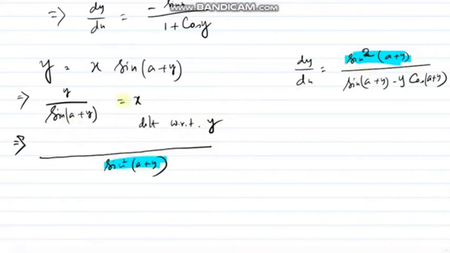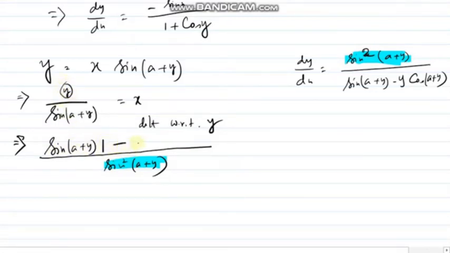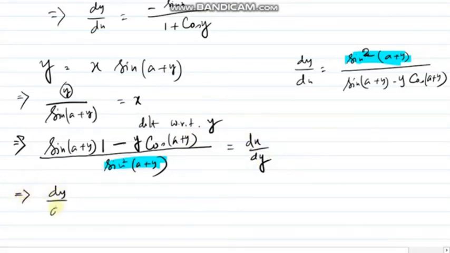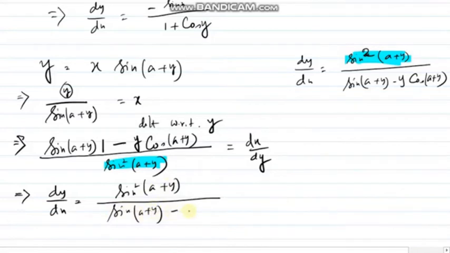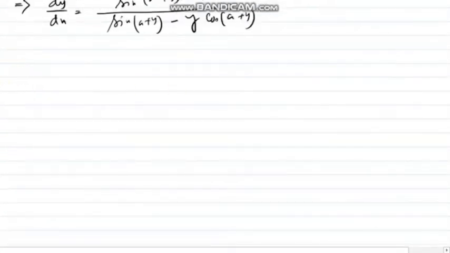Is it fine? Now v square, then v is d/dy of y. d/dy of y will be 1 only, minus y into d/dy of sin(a plus y), that will be cos(a plus y), right? That equals dx/dy. Since this equals dx/dy, can we write dy/dx as, if we take the reciprocal, sin square(a plus y) divided by sin(a plus y) minus y into cos(a plus y). Is it fine?